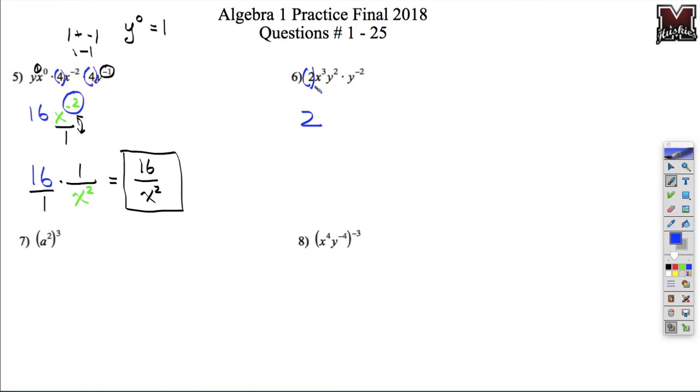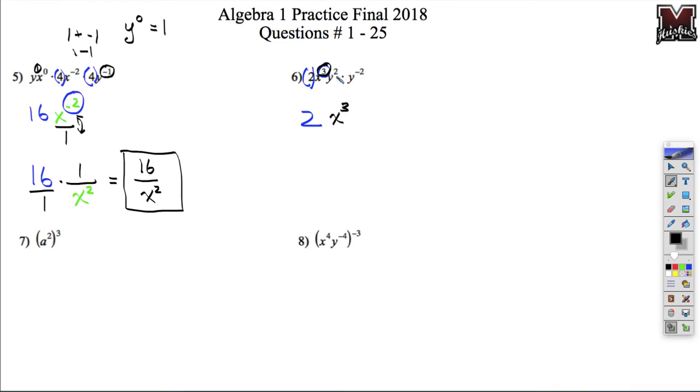Now I need to count all of the x's and the y's. Let's do x's first. I see x first. How many x's do I have? I have 3 there. No more x's. Oh, so I'm done. I have 3 x's. I should have done that with black, by the way. I'll recircle that with black. So this is going to be x to the power of 3. Perfect.